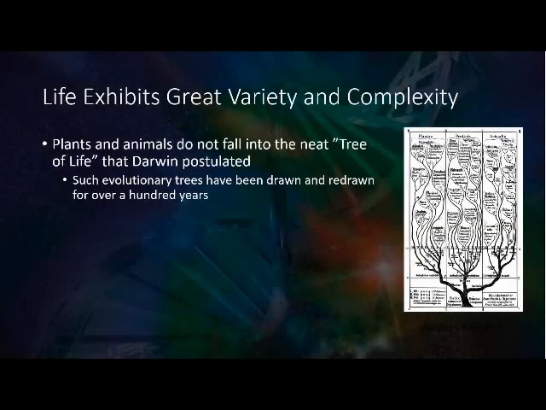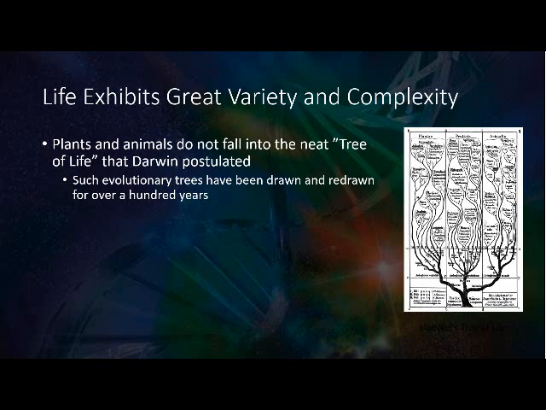Well, life exhibits a tremendous variety and complexity. There's so many kinds of plants and animals on this earth. And according to Darwin, he postulated a neat tree of life, lines of common descent starting with a single one-celled animal or plant and then branching out into all the different types of plants and animals and organisms and eventually into all of the forms of life we see today. Now, a contemporary of Darwin's named Haeckel drew a really nice tree of life. Darwin's drawings weren't very good, so he had some really crude hand drawings.